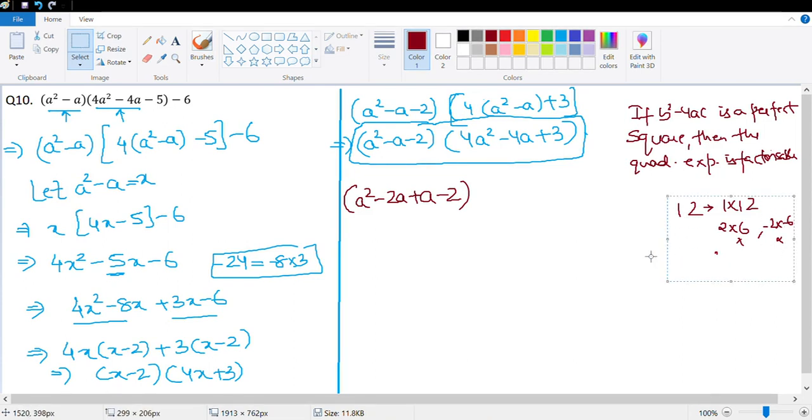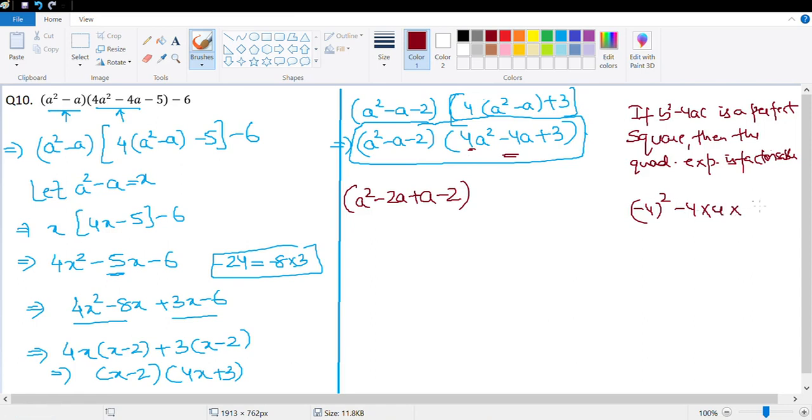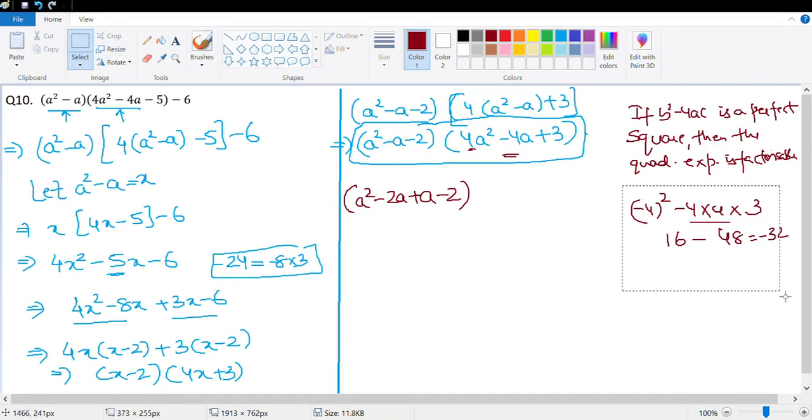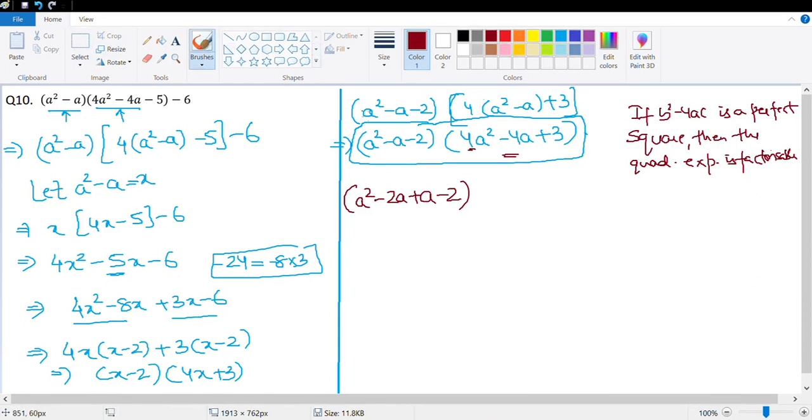Let's also check the formula. In this case, b square would be negative 4 square minus 4 multiplied with 4 multiplied with 3. That's 16 minus 48, which is negative 32. No, this is not a perfect square, which means the second term in what we've got till now is non-factorizable. So I would leave it as is, 4a square minus 4a plus 3.